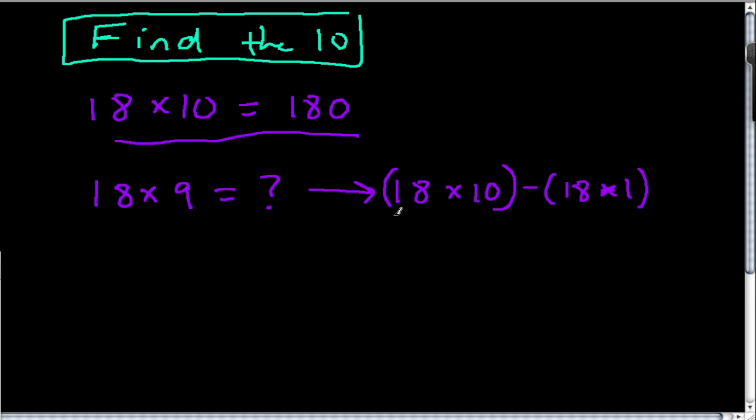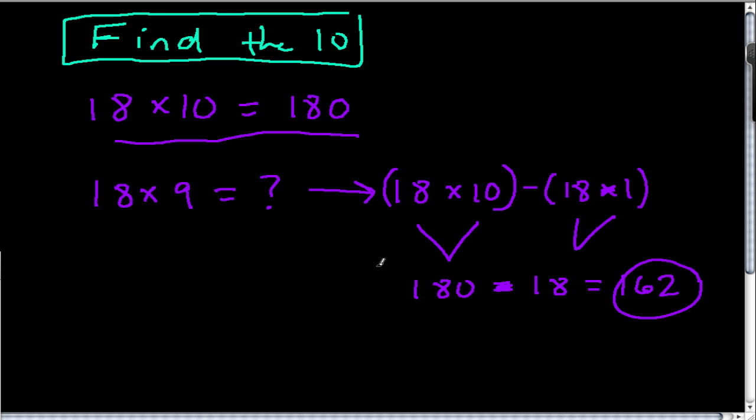So in this case, we had 18 times 10, that's 180. But that's too big. We want 18 times 9. So it is 180 minus 18. And that is 162, which is our answer. Now let's just go back and look at what I just did.